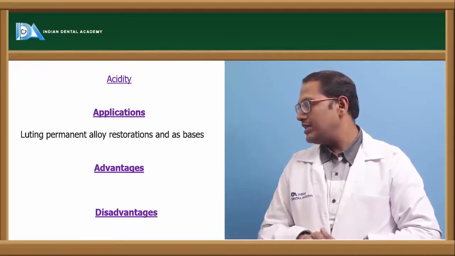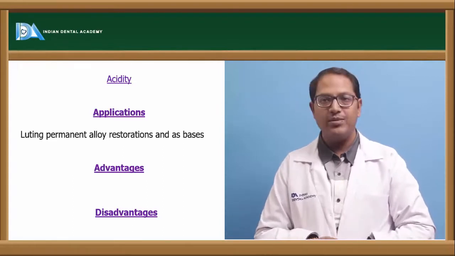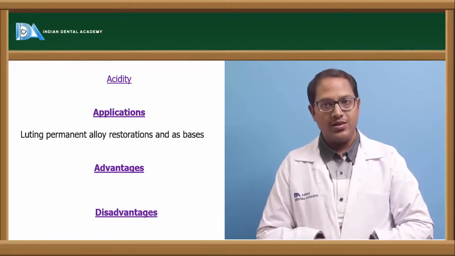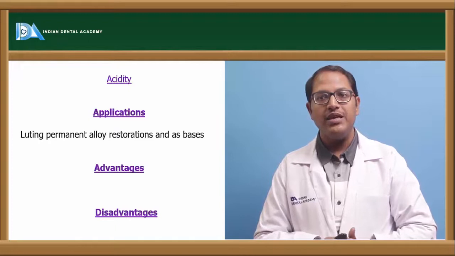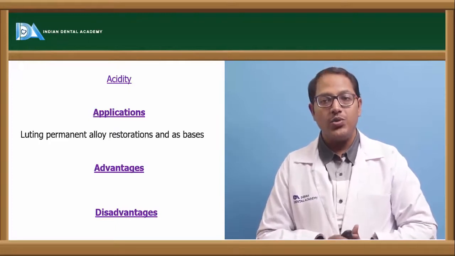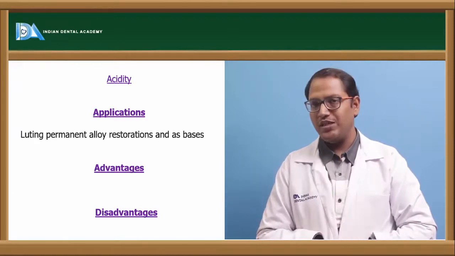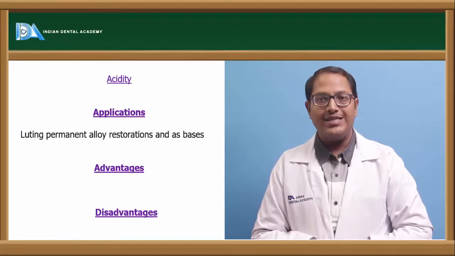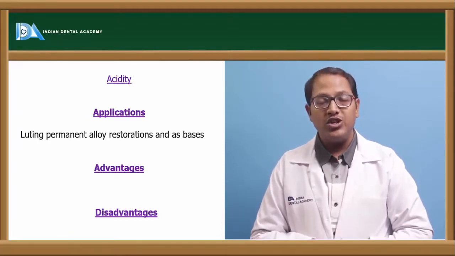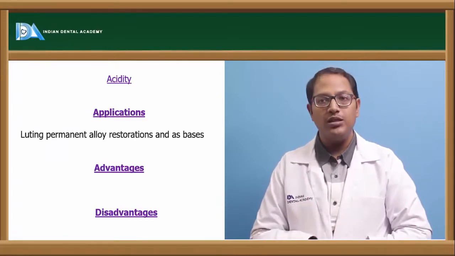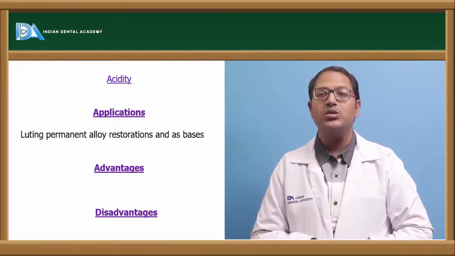So coming to the uses, it is used for luting of permanent alloys, and of course as a base. Now coming to the advantages and disadvantages. The advantages are that there is less irritation, chemical adhesion is present, and the strength of this material is fair enough because of the film thickness, which is comparable to zinc phosphate, that is 25 micrometer. Whereas the disadvantages are that it needs accurate proportioning, the mixture requires proper manipulation, and it has a lower compressive strength and a greater viscoelasticity.